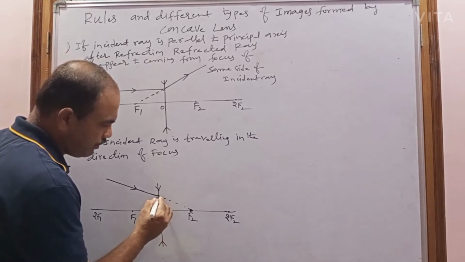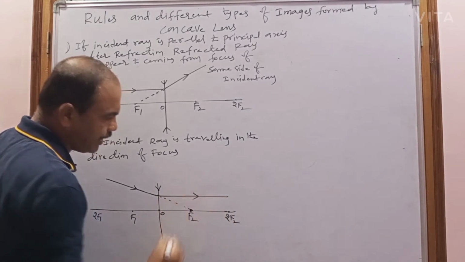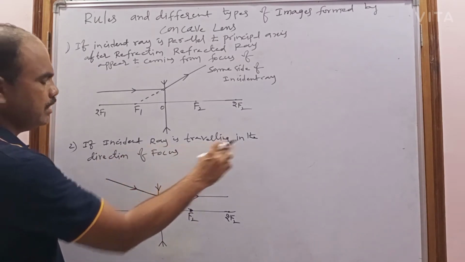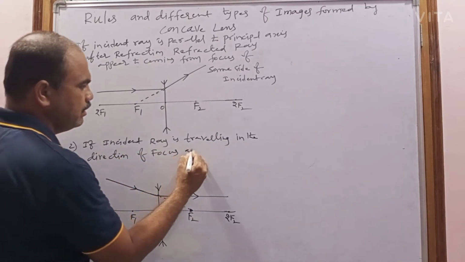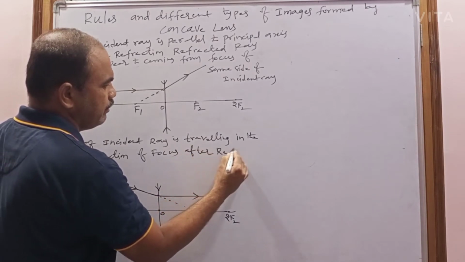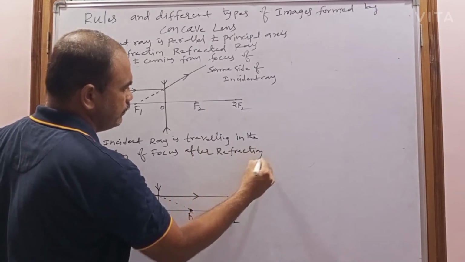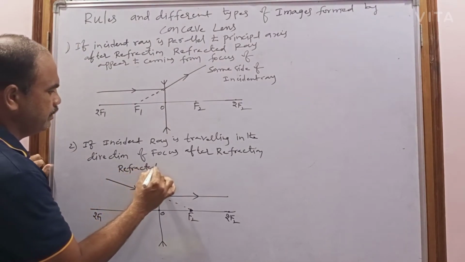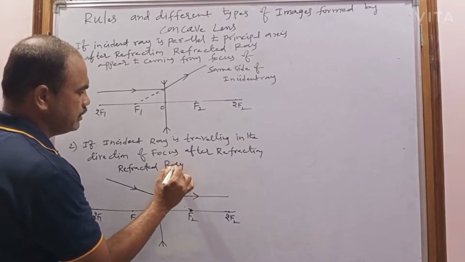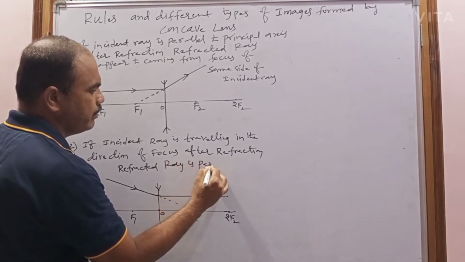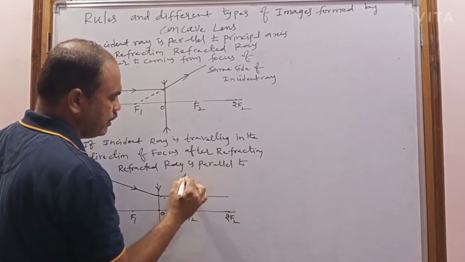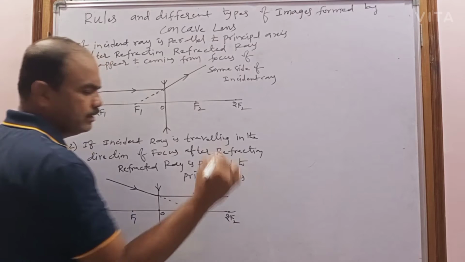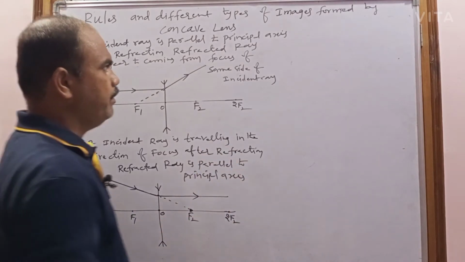After refraction, what happens? It is parallel to the principal axis. So if the incident ray is traveling in the direction of focus, after refraction the refracted ray is parallel to the principal axis. This is the second rule. Now coming to the third rule.